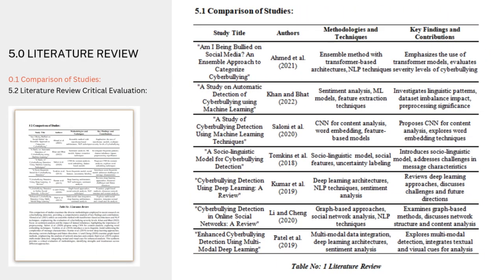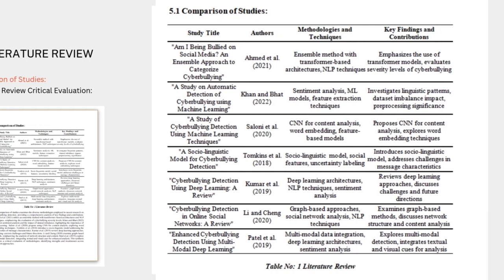Under the literature review, we provided two subtitles that help give a comprehensive understanding of the present and the past of cyberbullying, in which we look at the methodologies and techniques used in detecting cyberbullying from the past 5 years to today, 2024, and the key findings and contributions of that research. In other words, we also provide a critical evaluation of the literature, looking at the strengths and the weaknesses of those findings.